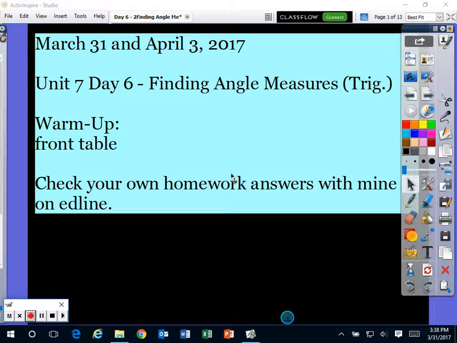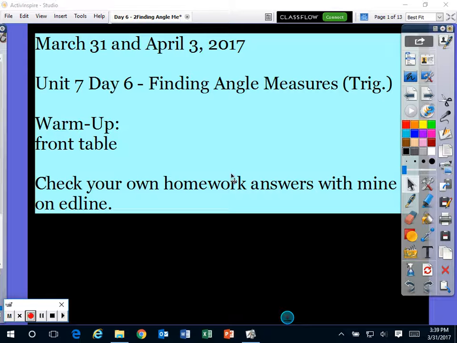Alright, so since I am not there with you, I would like to go ahead and make this video so that you get the notes and you get the explanation from my own voice of how to solve these types of problems. So today we are going to use trigonometry to find the missing angles on right triangles. Last class we found the missing sides using trigonometry. This time we're using the trig to find missing angles.